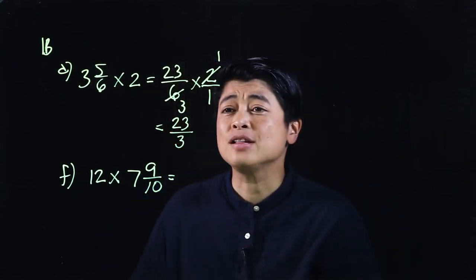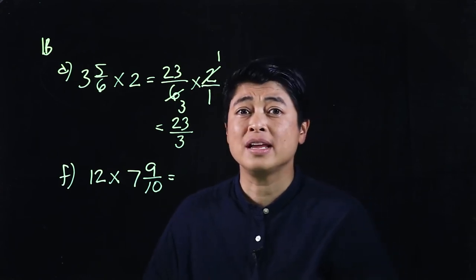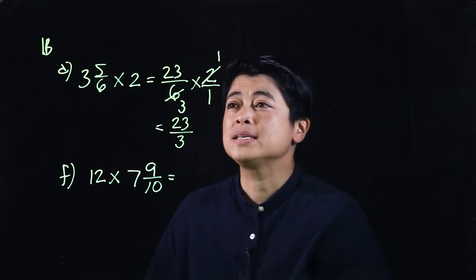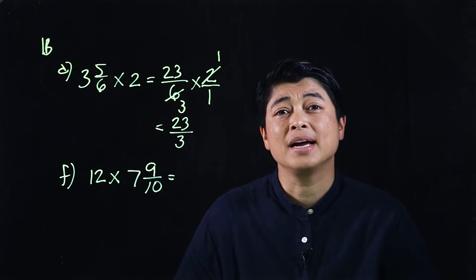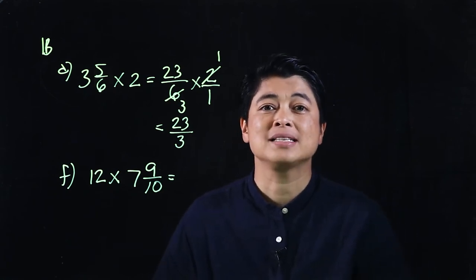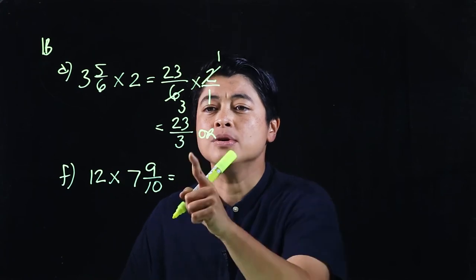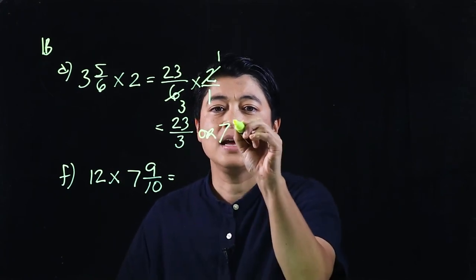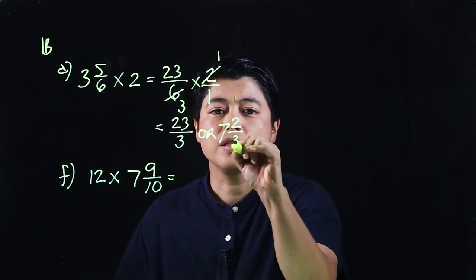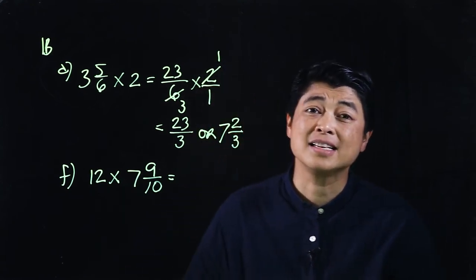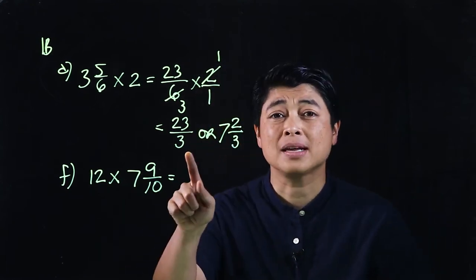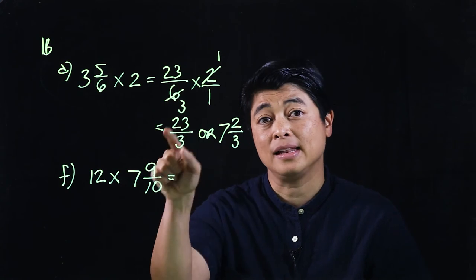It doesn't say to leave it as a fraction or to leave it as a mixed number, but since we started with a mixed number, ideally we want to put it as a mixed number. So that means this is equal to 7 and 2 over 3. So the kids at this point should be able to do mental division of this scale.